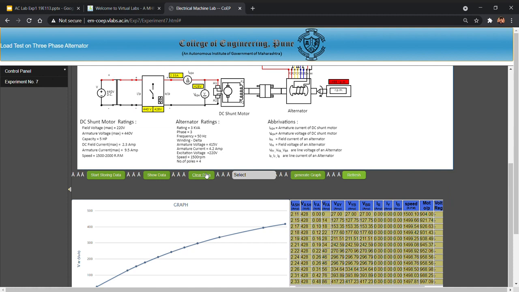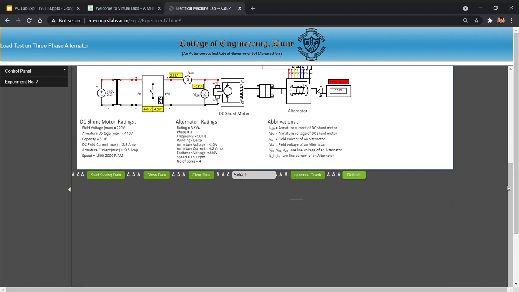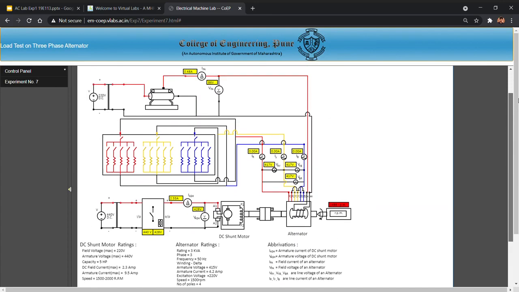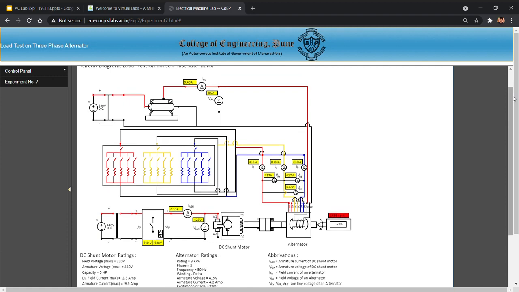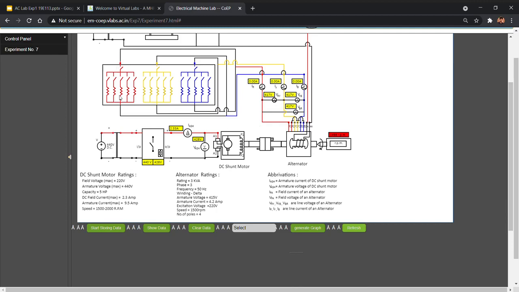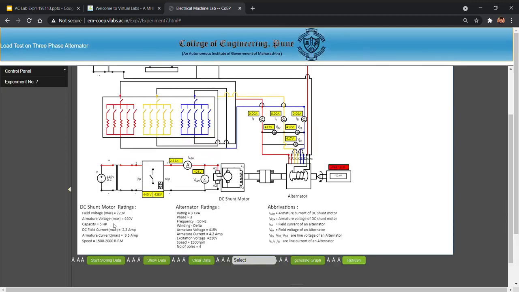Let us clear the data. Now we want to generate graphs for output power versus efficiency and output power versus voltage regulation. To do so, the alternator is already running at its rated speed and giving its rated output voltage. Now let us take down the no load readings. Now let us gradually increase the load of the alternator by closing the switches. Let us store the data.